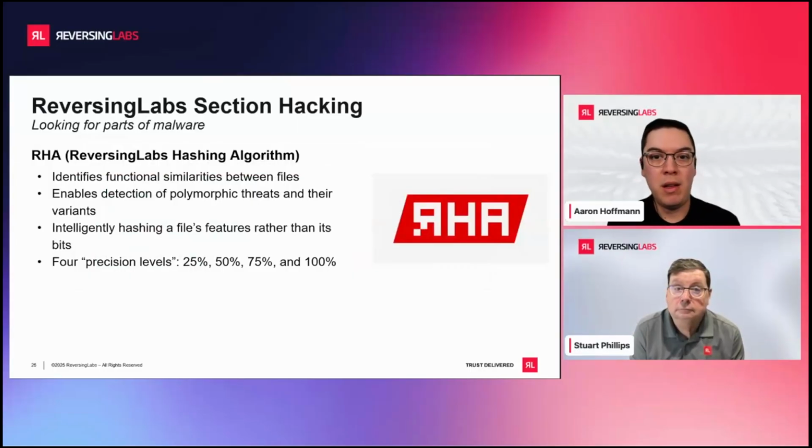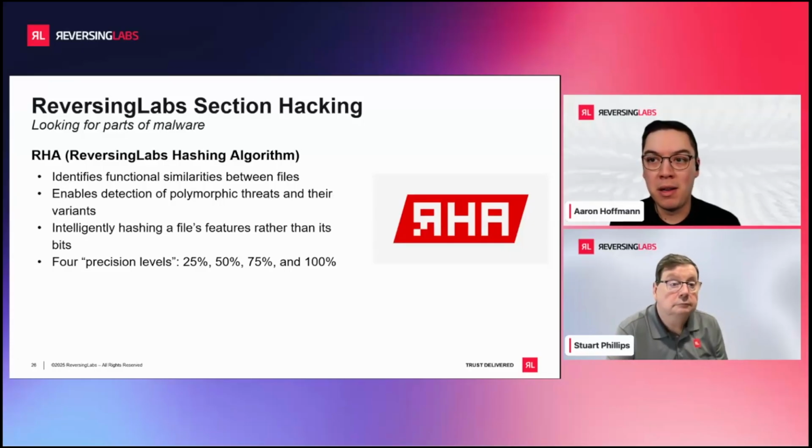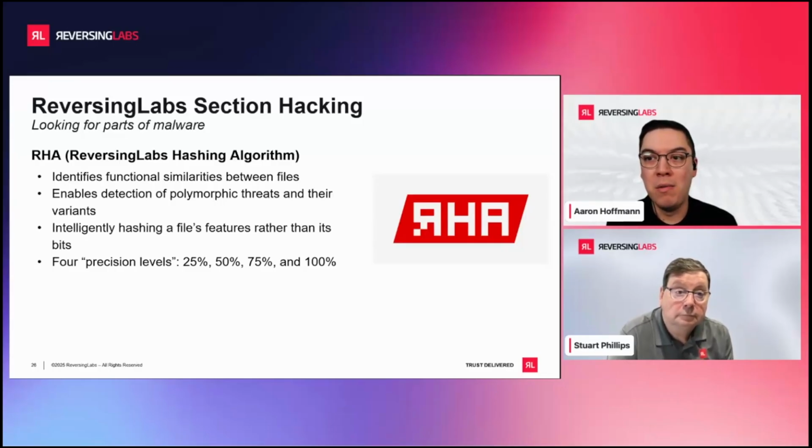So one kind of feature for ReversingLabs and the Spectra Core product is that we have a proprietary hashing algorithm that we call RHA, or, pretty straightforward, ReversingLabs hashing algorithm. This was developed to kind of help ease the process of going through and dealing with a huge number of files and having to try and either triage all of them at once or do analysis of all of them at once.